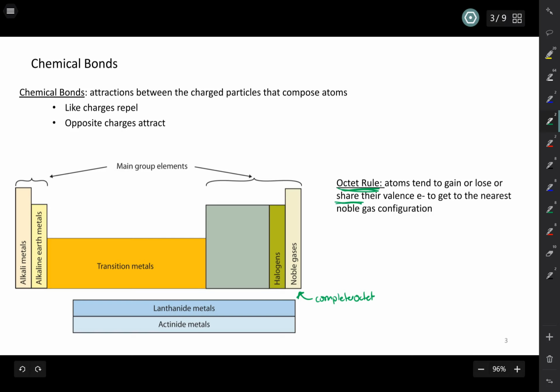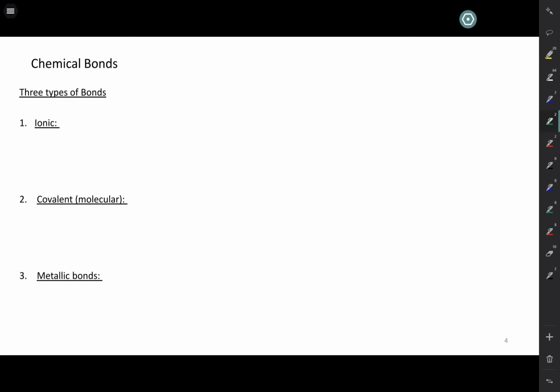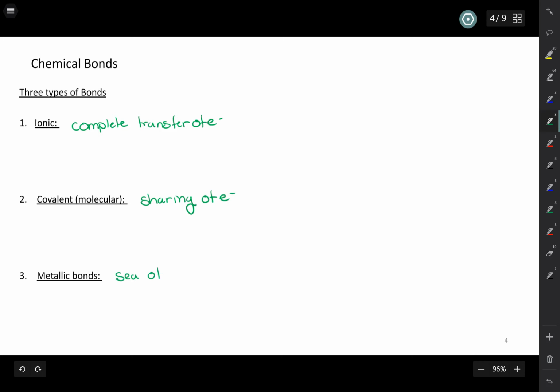Or, as we're going to talk about today, they can also share their valence electrons to attain that noble gas configuration. There are three types of chemical bonds: ionic, covalent, and metallic. Ionic bonds are where there's a complete transfer of electrons. Covalent or molecular bonds are where there's sharing of electrons. And metallic bonds are a sea of electrons. And we'll get into each of those.